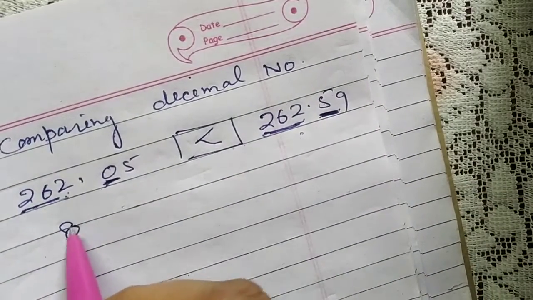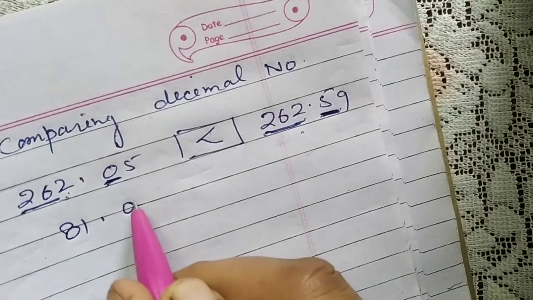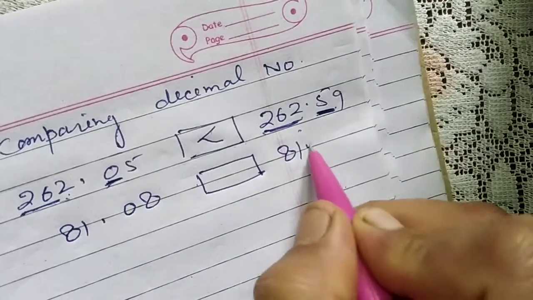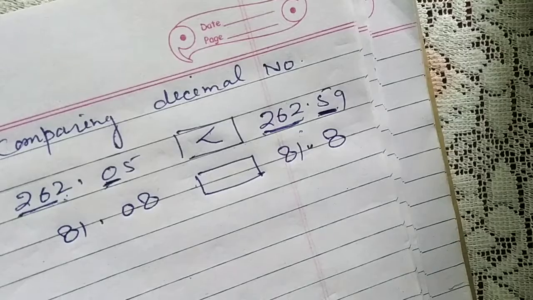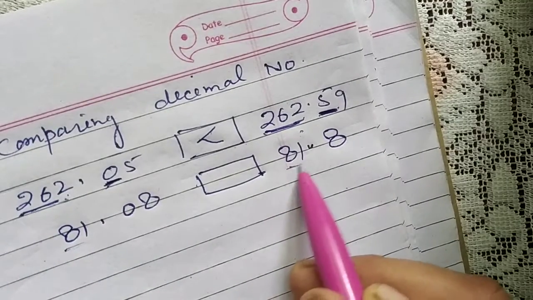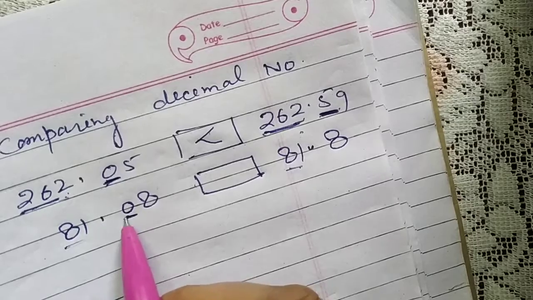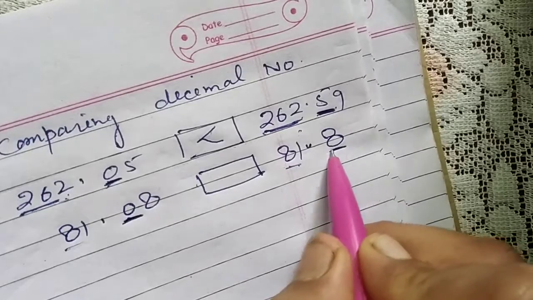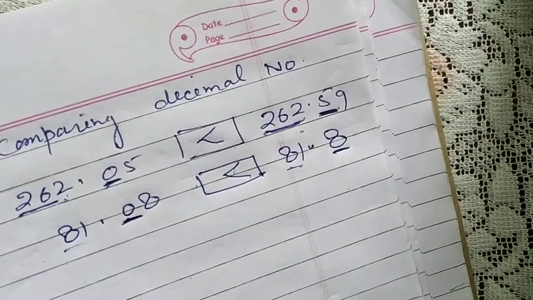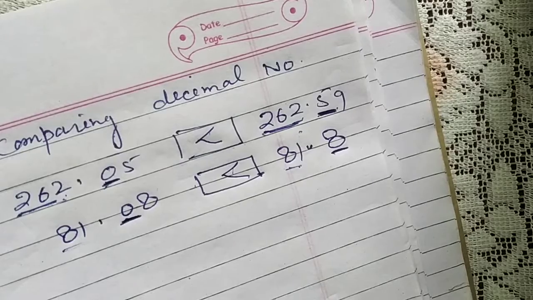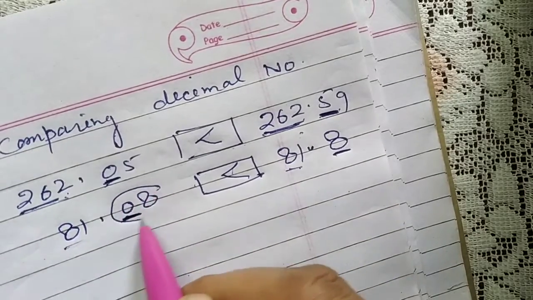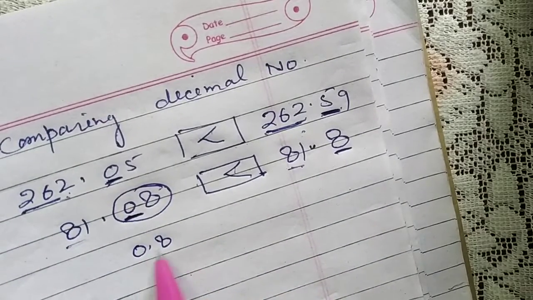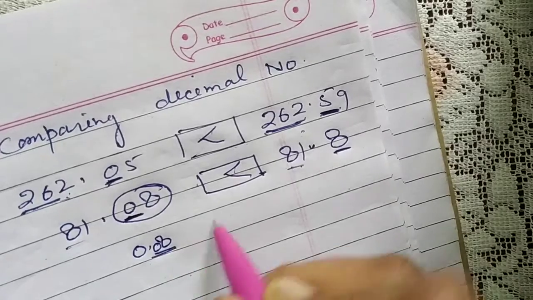Suppose I am writing 81.08 and 81.8. Okay. Now again this is 81 and this is 81. Now here it is 0 at tens place, and here it is 8. Or to understand in a better way, you can say 0.8 means this 8 is out of 10, and 0.08 means this 8 is out of 100.